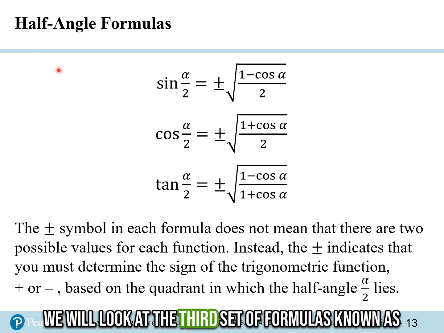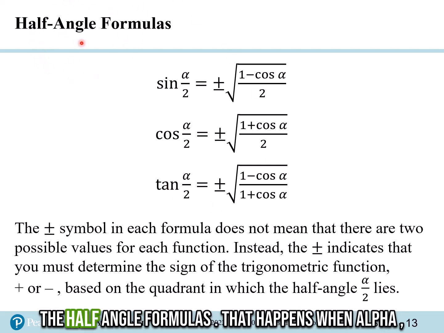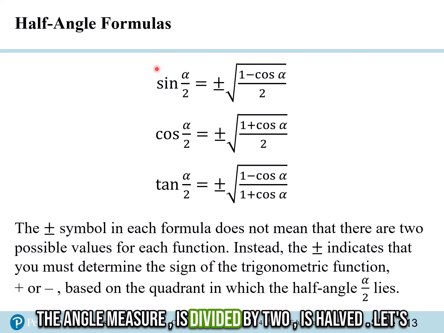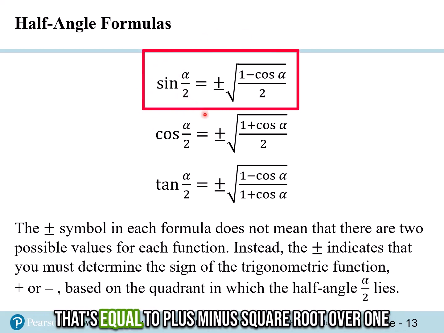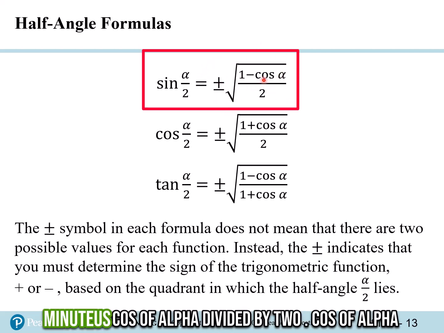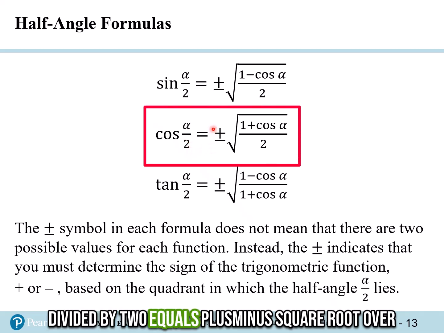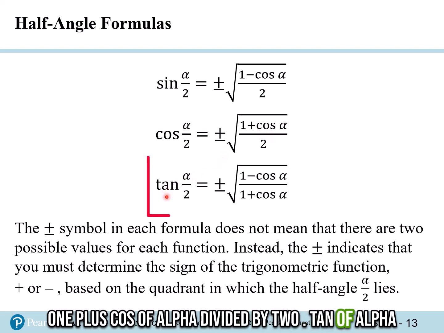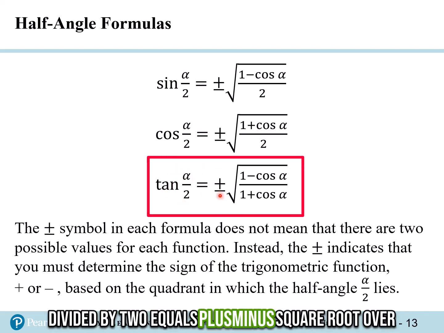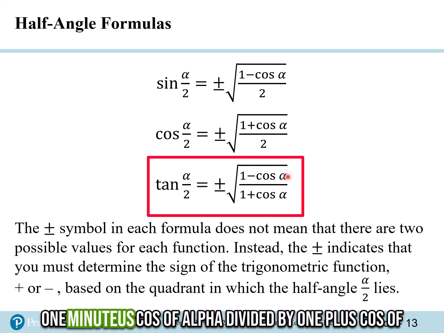We will look at the third set of formulas known as the half angle formulas. That happens when alpha, the angle measure, is divided by 2, is halved. Let's look at the formulas for the sine of alpha by 2. That's equal to plus minus square root of 1 minus cos of alpha divided by 2. Cos of alpha divided by 2 equals plus minus square root of 1 plus cos of alpha divided by 2. Tan of alpha divided by 2 equals plus minus square root of 1 minus cos of alpha divided by 1 plus cos of alpha.